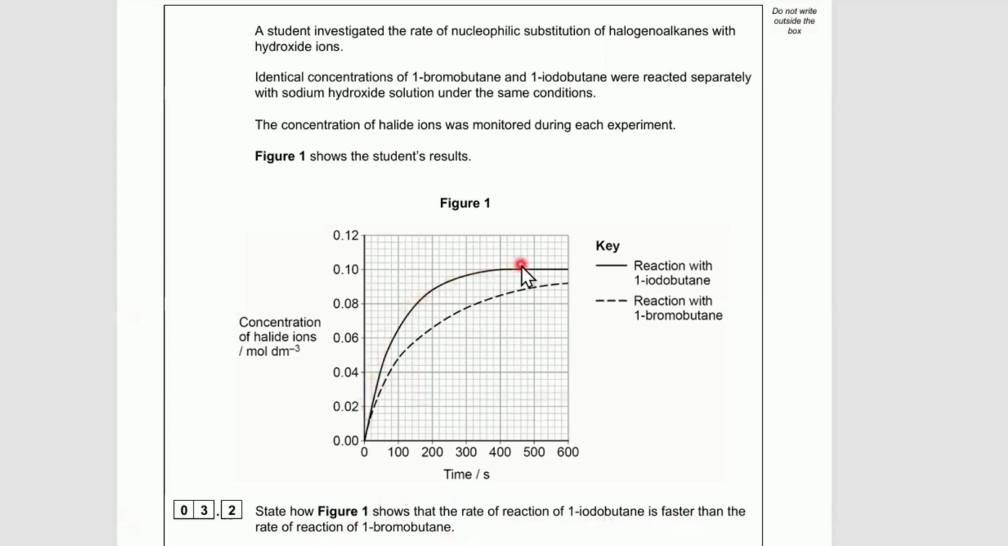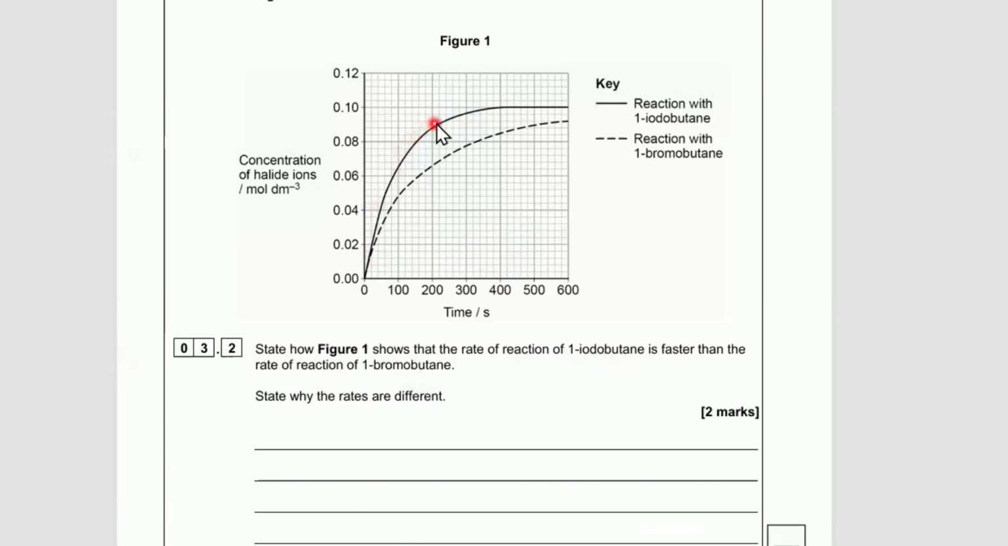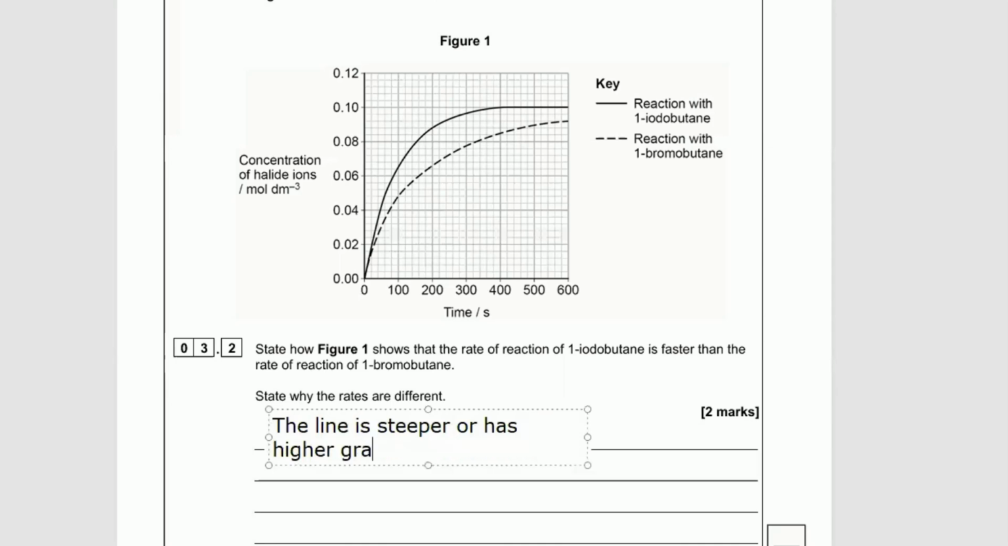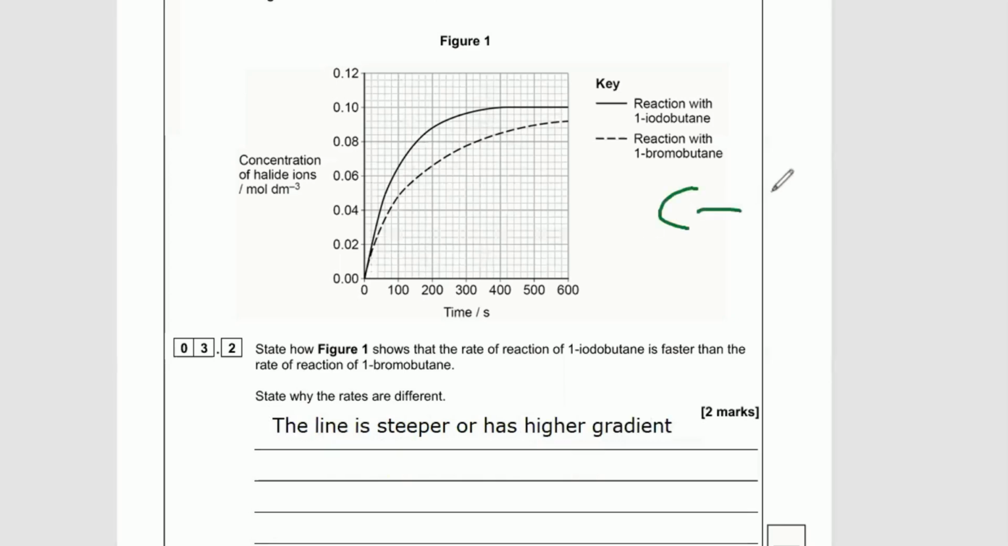3.2, state how figure 1 shows that the rate of reaction for 1-iodobutane is faster than the rate for 1-bromobutane. And for the second mark, state why the rates of reaction are different. Right, well, first of all, we can see that 1-iodobutane is reacting faster. How can we observe that from that graph visually? Well, we can see that it has a steeper line, a higher gradient, so it's breaking down faster. So that's the visual thing that tells us that 1-iodobutane is breaking down faster.